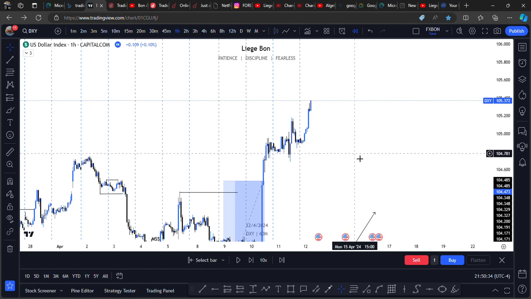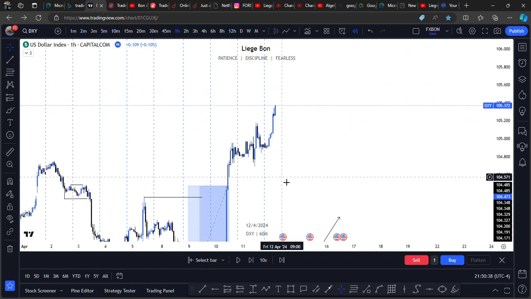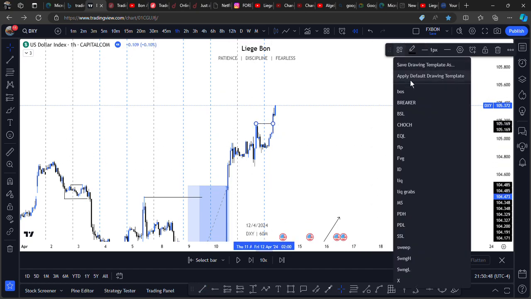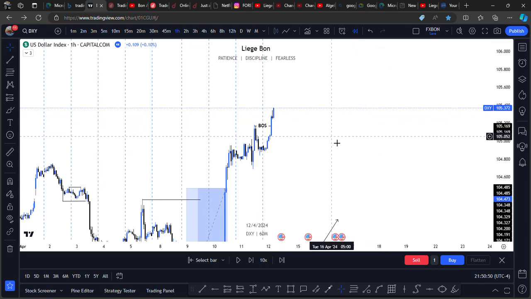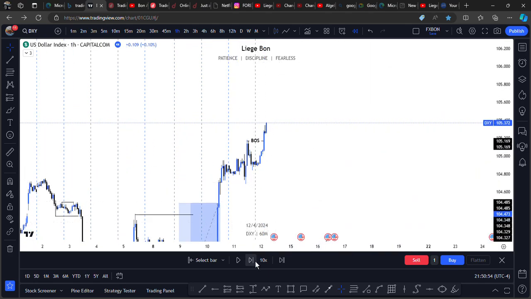Now let's start. Currently, we can see the dollar index is trending a bit bullish, and as a day trader, when you come on the chart, you just want to follow the market sequence. We have a break of structure right here. So all we have to do is just state the obvious: we have a break of structure. It's obvious, right? So let's play this.